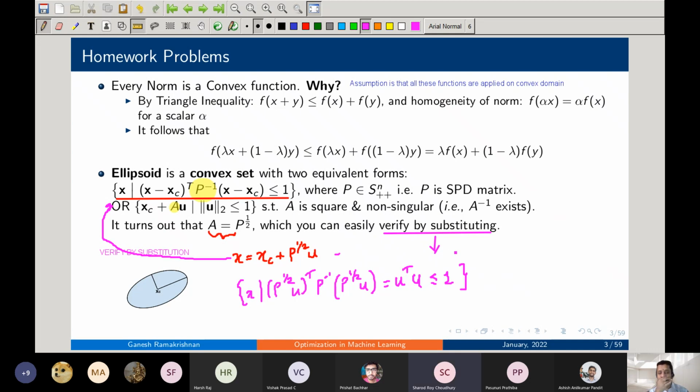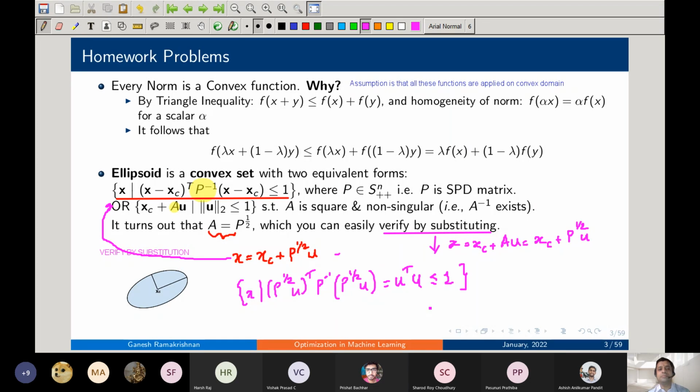Here we can start by replacing x with xc plus au, and then put the same in the condition, and then we'll come to say that a equals root p. Exactly, that's what we did. So we substituted x equal to xc plus au. That's exactly what we did here. I substituted here in this expression. That's how I got this.